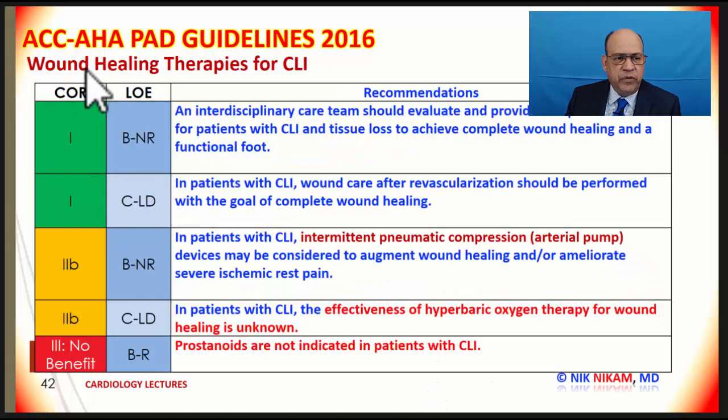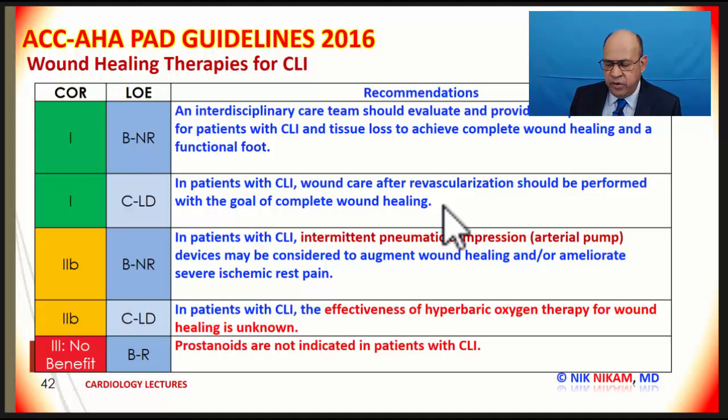Now let's talk about wound healing therapies for chronic limb ischemia. An interdisciplinary care team should evaluate and provide comprehensive care for patients with chronic limb ischemia and tissue loss to achieve complete wound healing and a functional foot. In patients with chronic limb ischemia, wound care after revascularization should be performed with the goal of complete wound healing. So, just simple revascularization is not going to cut it.